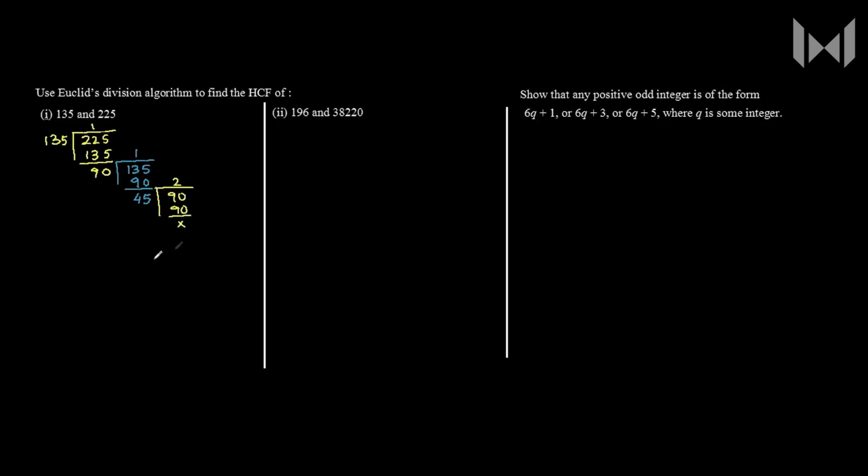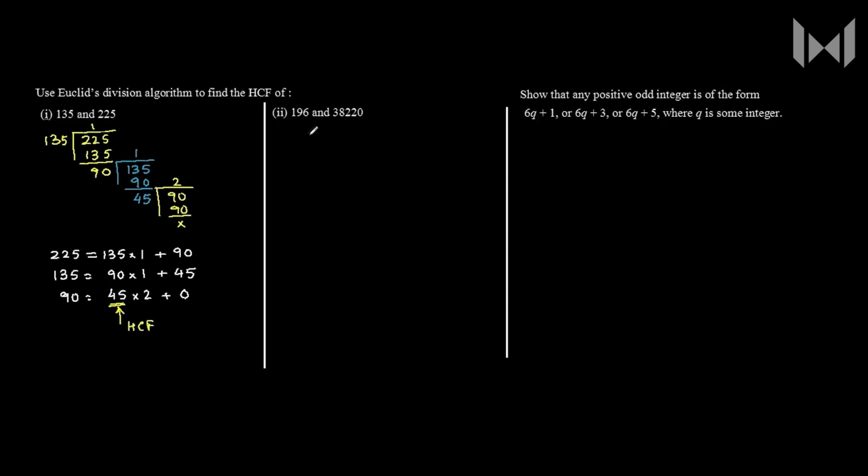Now we shall write the division algorithm. We shall start with 225. That can be written as 135 times 1 plus 90. Then we shall write 135 is equal to 90 times 1 plus 45, and then we have 90, which is equal to 45 times 2 plus 0, and so 45 is the HCF.